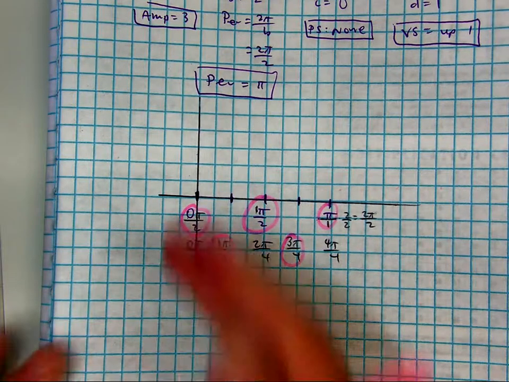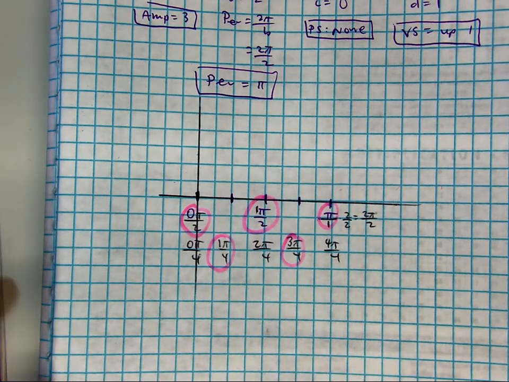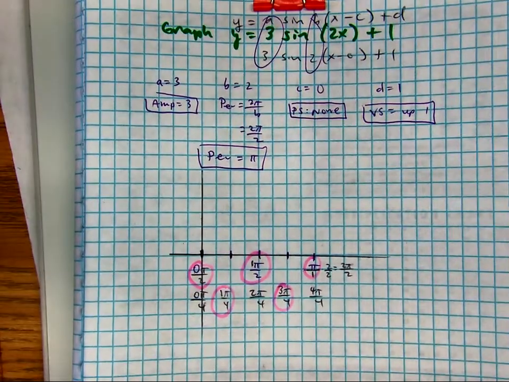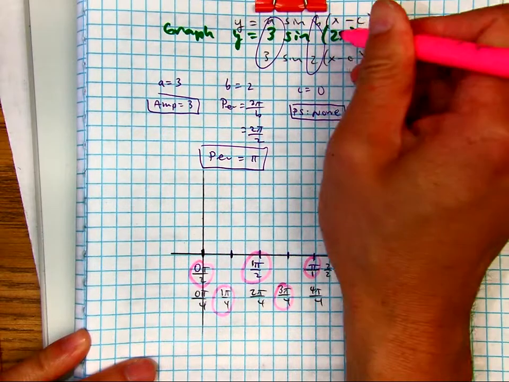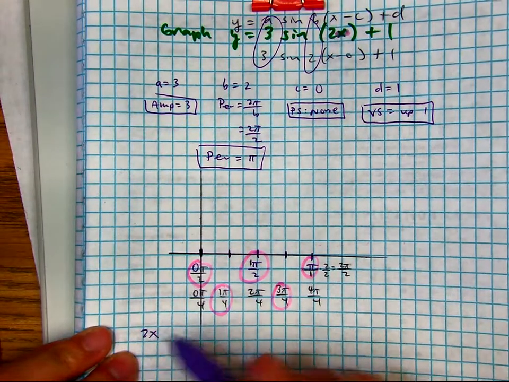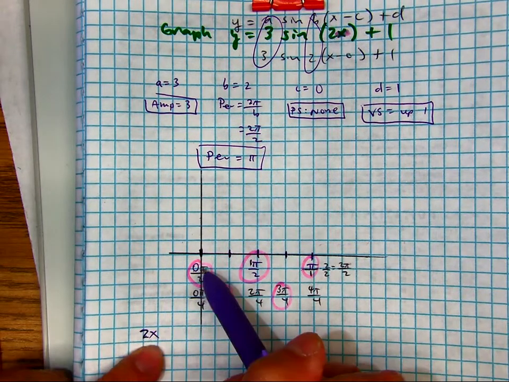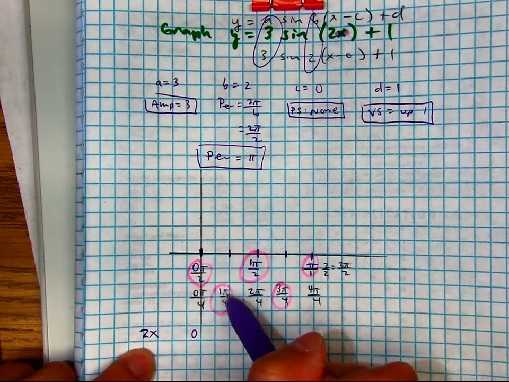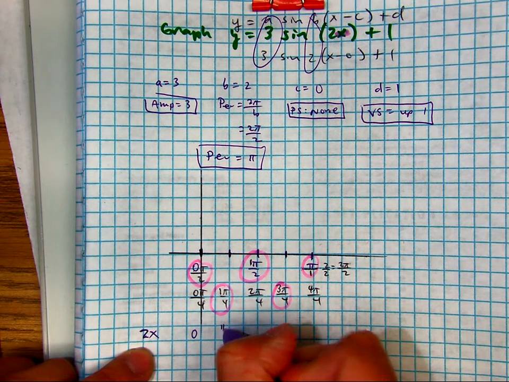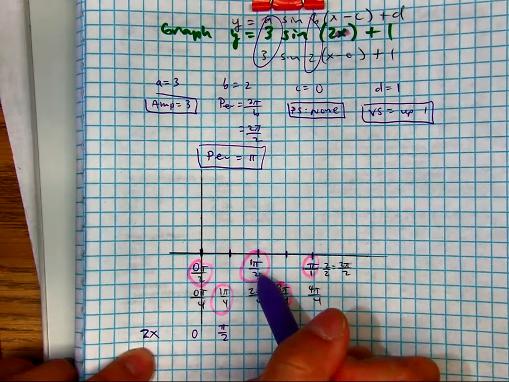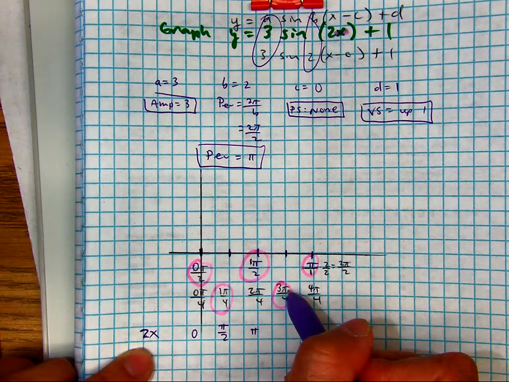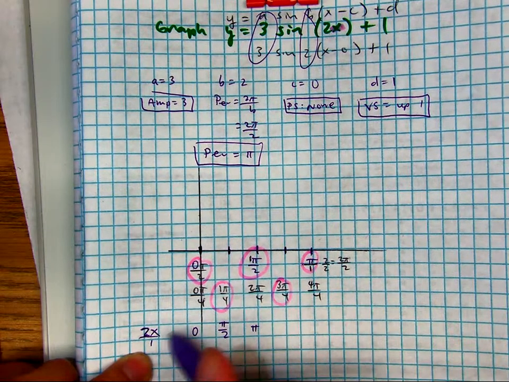But what do I do with each of those x values in pink? I take that value and I need to multiply it by 2. So now I'm doing 2 times x. So 2 times 0 is 0. 2 times pi over 4 is 2 pi over 4, and 2 pi over 4 reduces to pi over 2. 2 times pi over 2 just becomes pi. This becomes 6 pi over 4, which reduces to 3 pi over 2. And this one reduces to 2 pi.